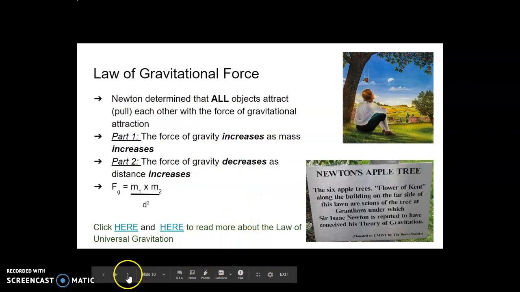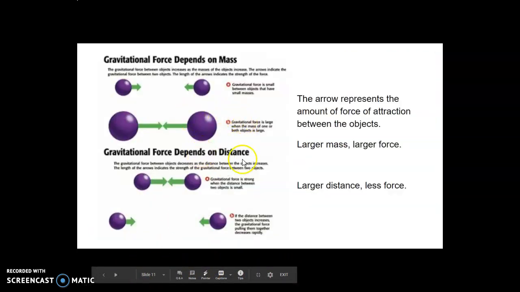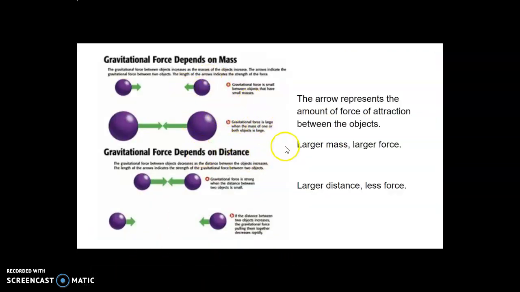Next slide. So this is more of a visual. The size of the arrow is supposed to represent the amount of gravity that exists between those two objects. So just for a better visualization here, to sum it all up, the greater the mass, right here we have smaller sizes of objects and we have larger sizes of objects. The greater the object, or the greater the mass, the stronger the pull between them. Okay, so larger mass, larger force. That's the easiest way to remember it.